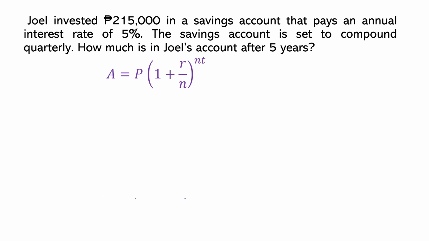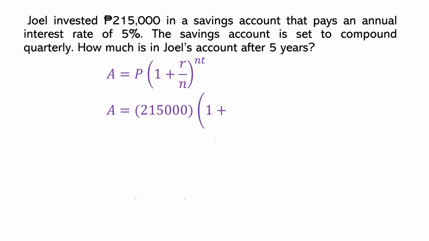So we're going to substitute everything that is in the given. Let's copy A equals, and then P, or the invested amount, is 215,000. That's the principal amount, and then times, we're going to put the parentheses: 1 plus R, again the interest rate. The annual interest rate is 5%, but you can't put 5% there. You have to convert it into decimal. So how do you change it into decimal? You just divide that value by 100.